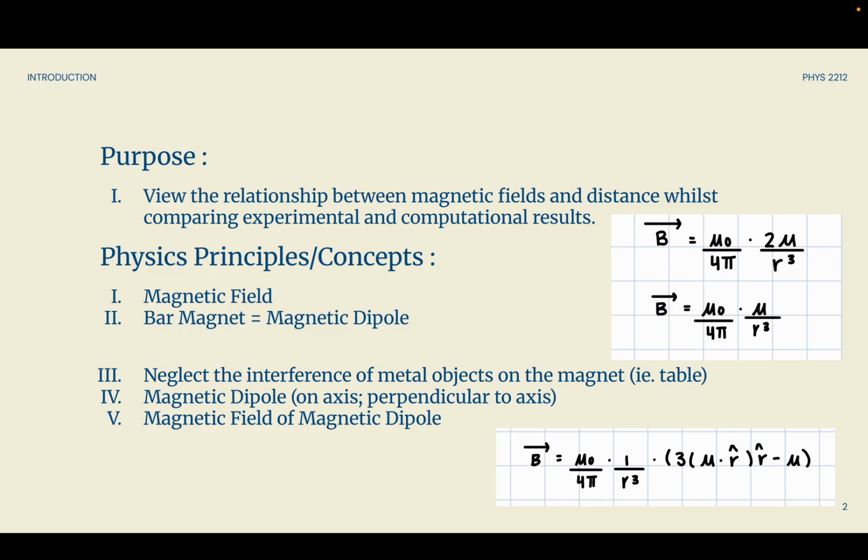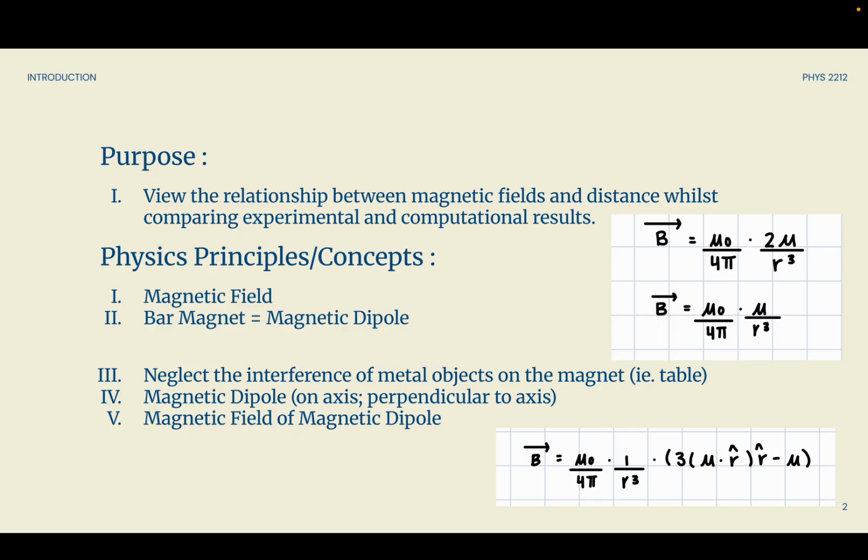There are a few physics principles and concepts that are important to understand for this experiment. One is magnetic field. What does it mean? What does it look like? Two, it's important to assume that the bar magnet is going to be considered a magnetic dipole. Three, we need to neglect the interference of metal objects on the magnet, like the table, which will be expounded on later in the experimental error section.